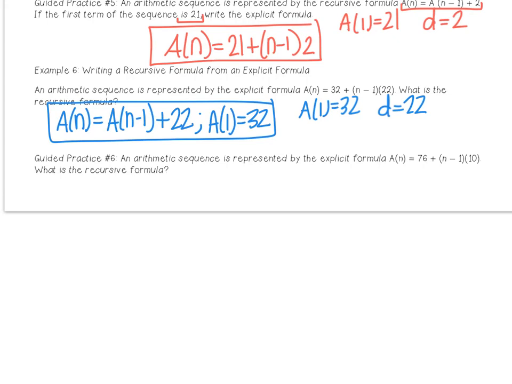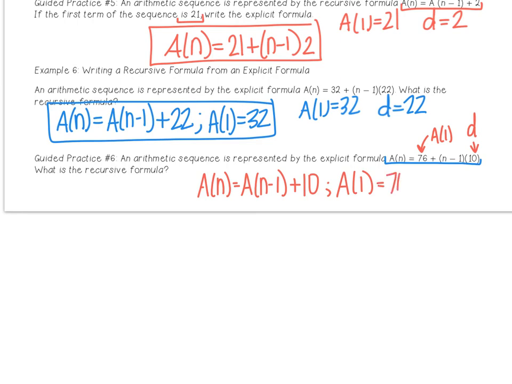One more. I have my explicit formula, so I know that this is my first term, and I know that this is my common difference. So if I put it in the recursive formula, I'm going to say a sub n equals a sub n minus 1 plus the common difference, and I always state my first term, which is 76.